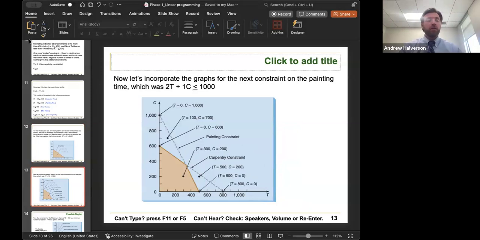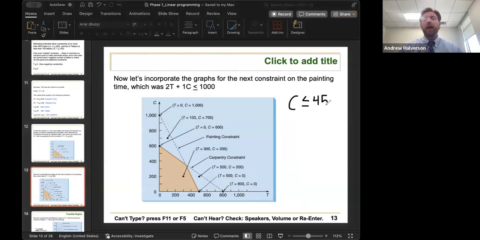Now we have two more constraints that we need to do. Remember, it's C less than or equal to 450. How do we graph that? How do we graph the line? You can't use the intercept method. So what you have to recall from your days of algebra is that when you have one variable, it either makes a horizontal or a vertical line. How do you know which one? I don't know, but here's how you do it.